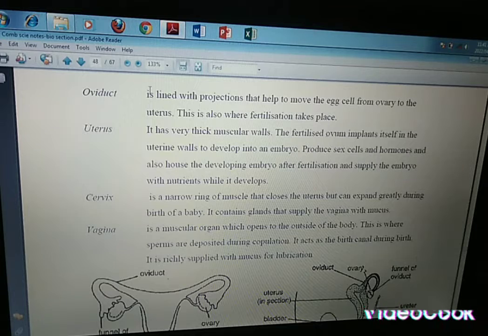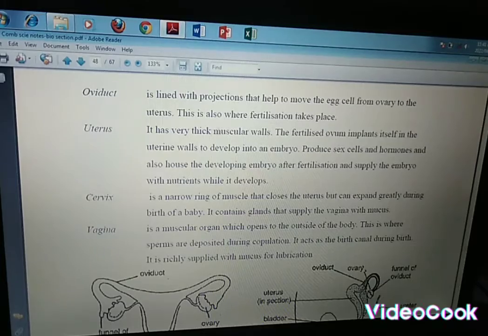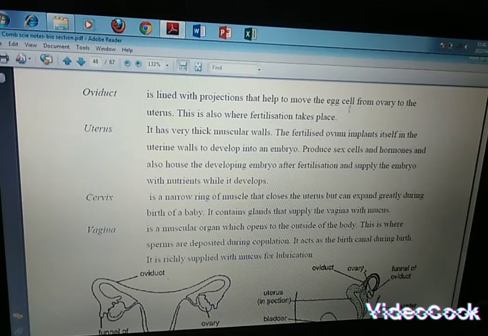So we have the oviduct, which is sometimes called the fallopian tube. The oviduct is lined with projections that help to move the egg cell from the ovary to the uterus. And please take note, fertilization takes place in the oviduct. It takes place in the fallopian tube. So it just helps the egg to move from the ovaries to the uterus.